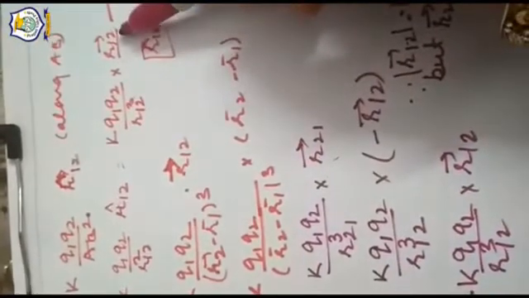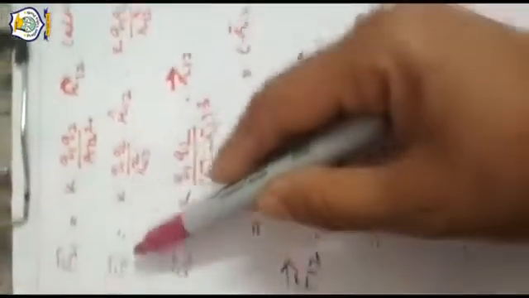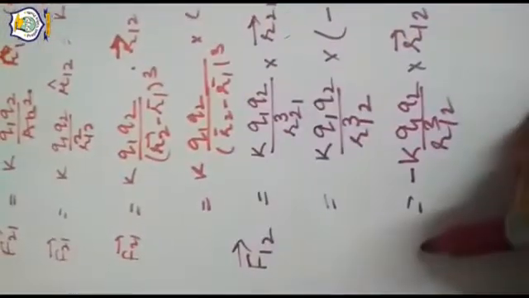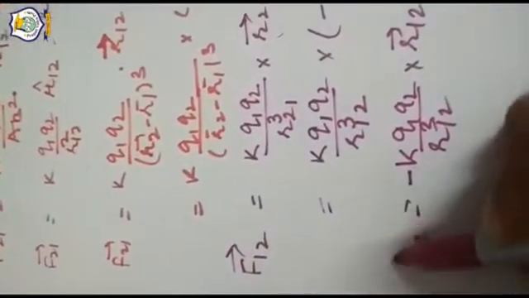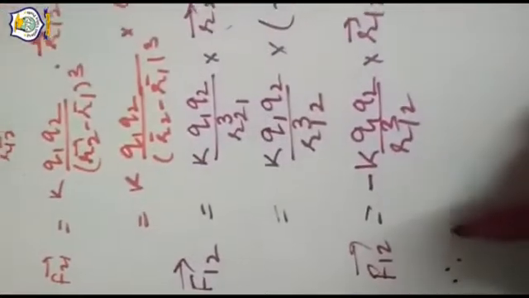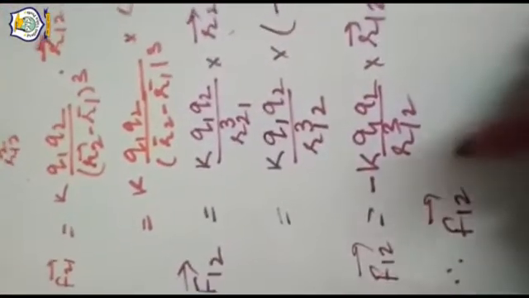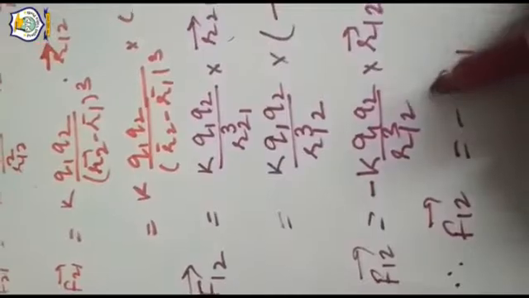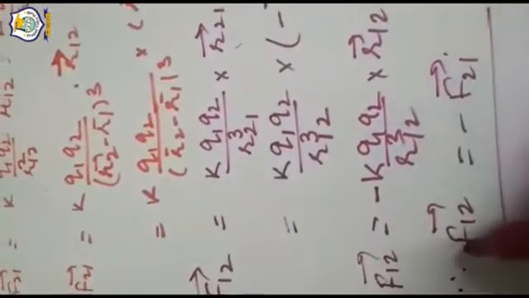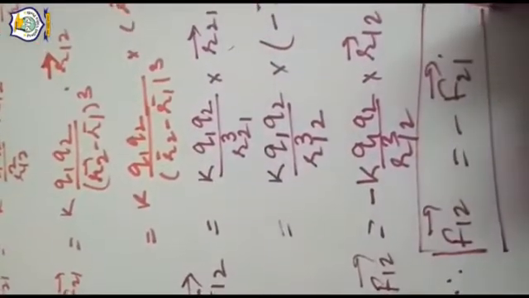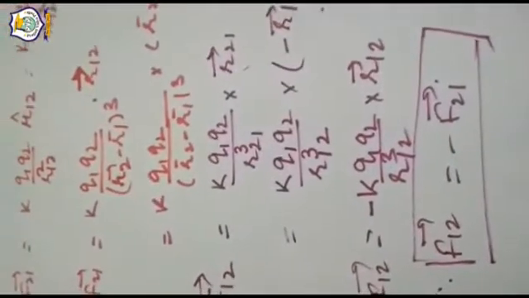Now what is this formula? See, this is the same as K Q1 Q2 upon R12 cube into R12 vector. What is the value of this? This is F21. Therefore, F12 vector is equal to minus F21.